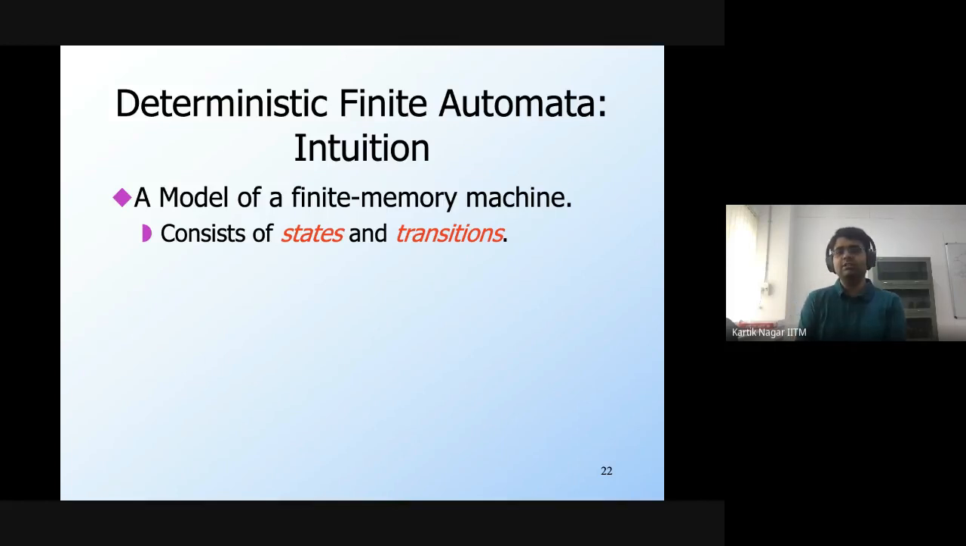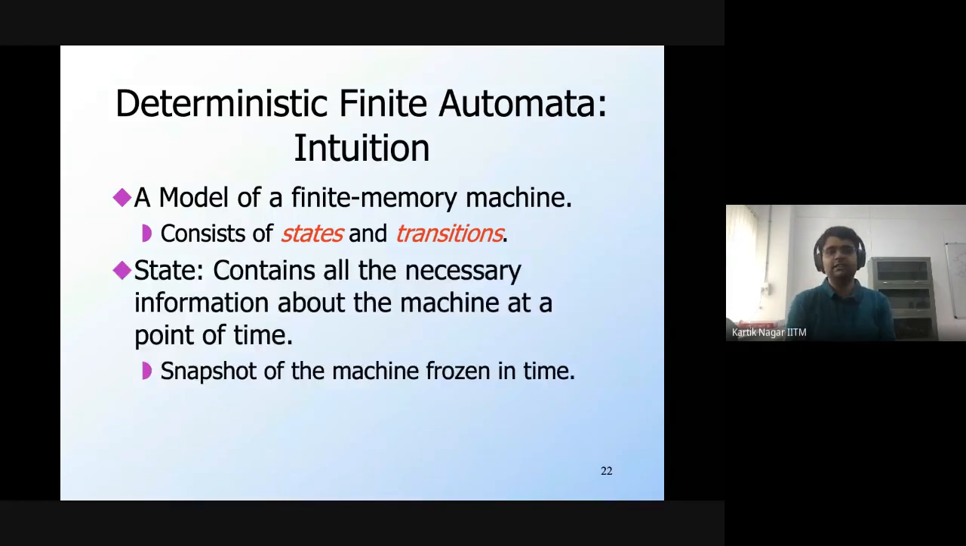So there are two important concepts that you need to remember when you consider DFAs. These are states and transitions. A DFA consists of a bunch of states, and it also consists of a bunch of transitions. So what's a state? The state is the abstraction of the memory. It contains all the necessary information about the machine at some point of time. So you can think of it as a snapshot of the machine, frozen in time.